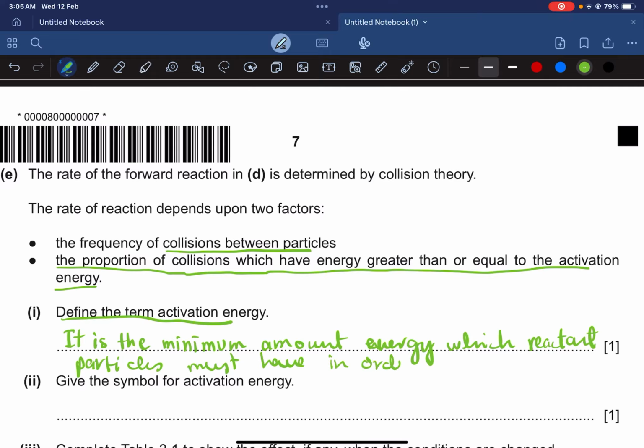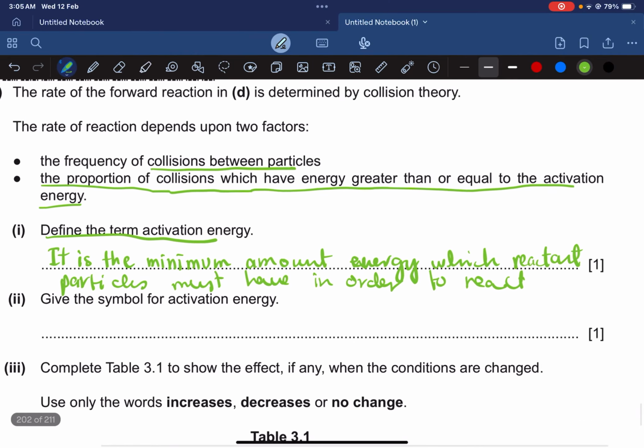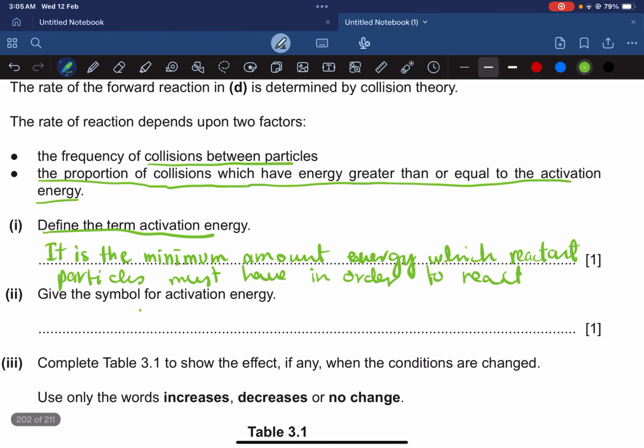Okay, let's move on to the next question, which says give the symbol for the activation energy. You should know this. This is quite easy. You write an E and below it you write a small a. This is the symbol for activation energy. Let's move on. Complete table 3.1. Show the effect, if any, when the conditions are changed. Use only the words: increases, decreases, or no change.